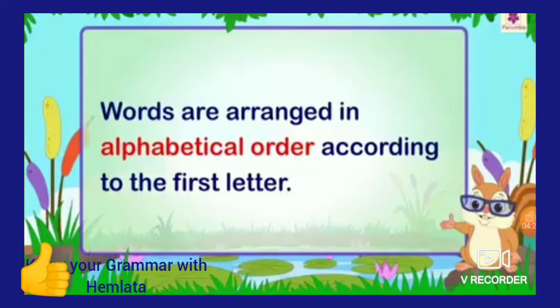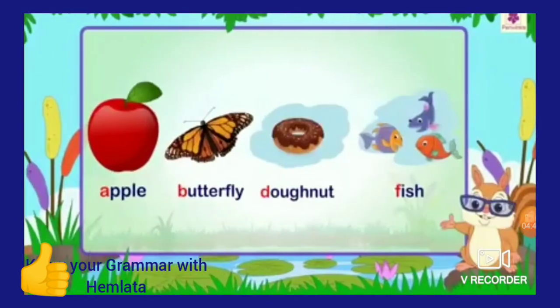Now we can make a definition. In the definition you can say words are arranged in alphabetical order according to the first letter. Okay, as I just told you, if our first letter is A then the second letter is B. Okay, or then C and D and E and T, and so on.